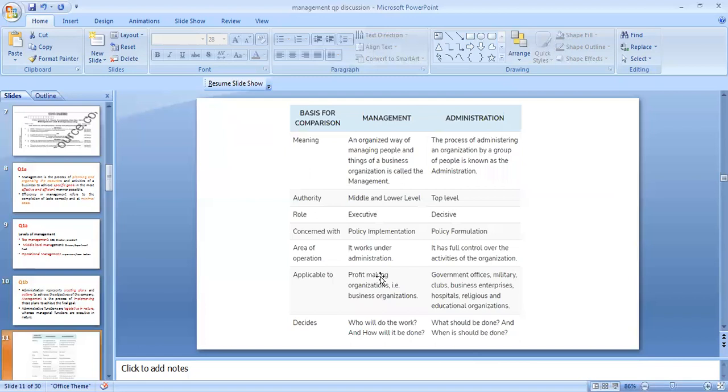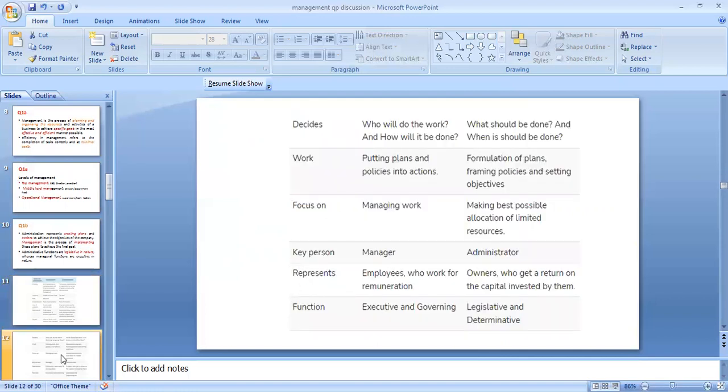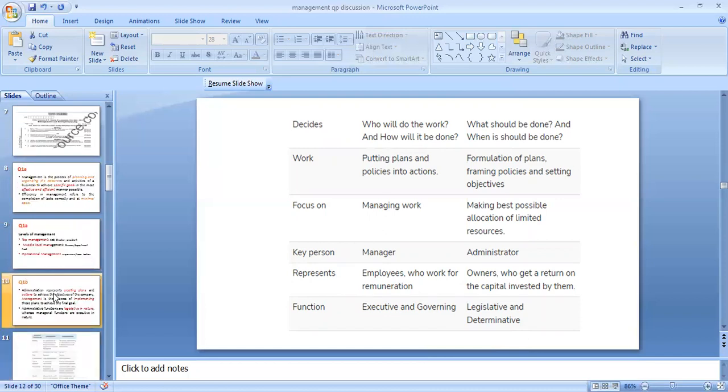The main thing is that administration is decisive in nature, where management has an executive nature. Administration is the major policy maker. They do the policy formulation, where management will implement the policy. So these are a few differences you can list. I hope you have got an idea about the difference between management and administration. Similarly, the administrator is the key person for the administrative section, where the manager is the key person for management. Like that, you can give different examples. Apart from that, you can mention that administrative functions are legislative and determinative, where management has an executive and governing nature. Like that, if you can note down at least 5 to 6 points, that will be great.